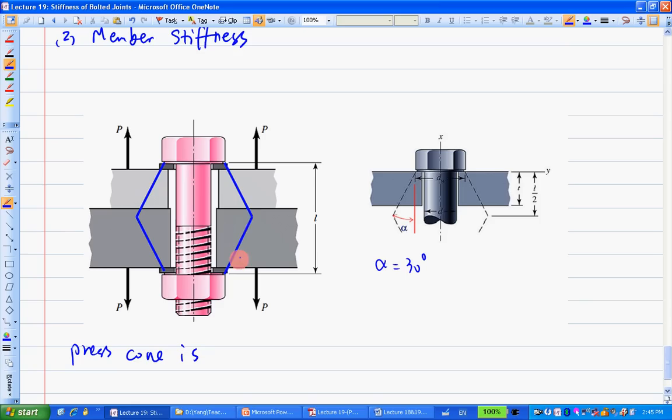The other assumption is that the pressure cone here is symmetric. It's symmetric about an axis at this location. So the top and the bottom have the same shape and geometry. Then, if L is the grip, or the total length of the members being clamped here, the length of half of the pressure cone is going to be L divided by 2. That's one of the geometries you will probably make use of when you do the following calculations.